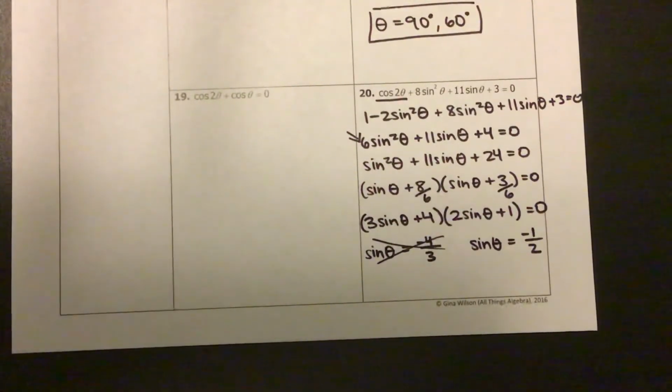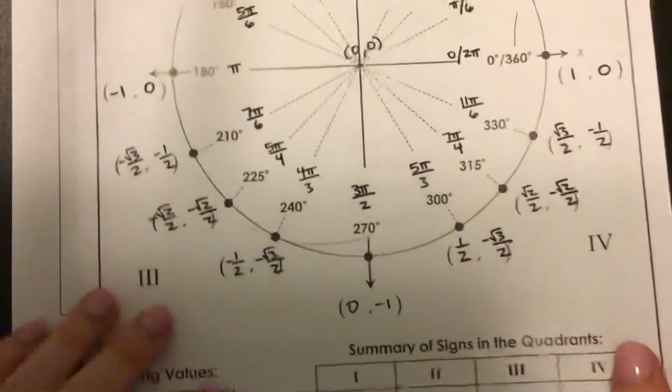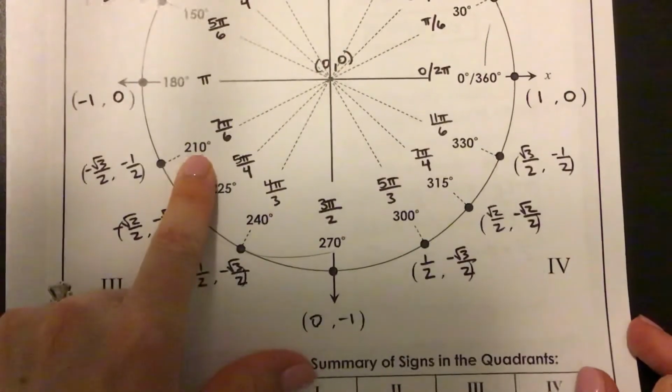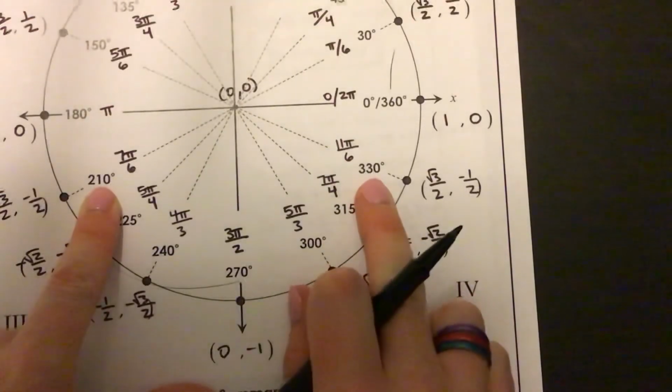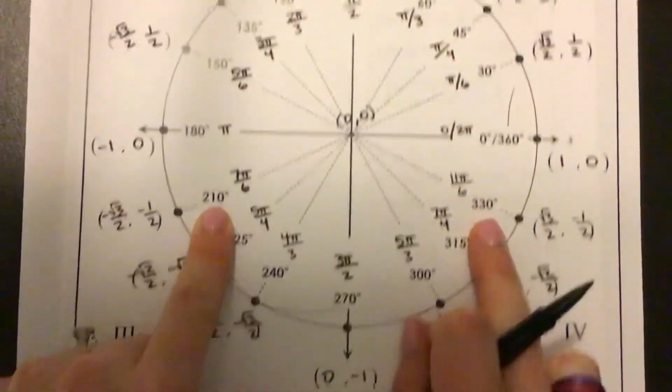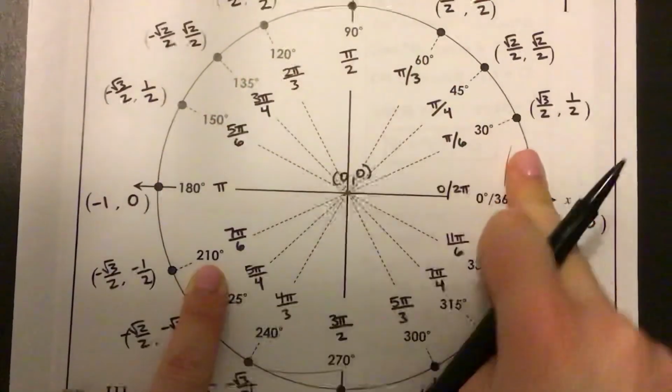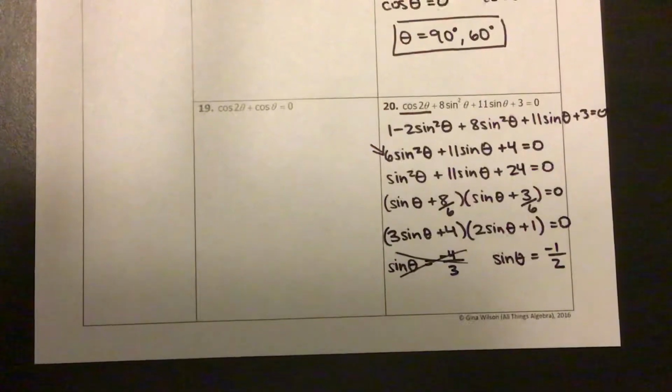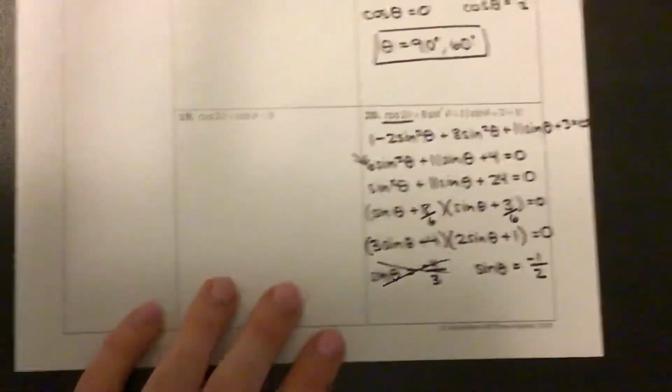This one, negative 1/2. Let's check our unit circle one final time. Negative 1/2 for sine would be the y coordinate. That's 210, and I have another one at 330. However, these problems said 0 to 180 only, so this doesn't work out either. We do come up with angles, but just not angles that come up inside the range.